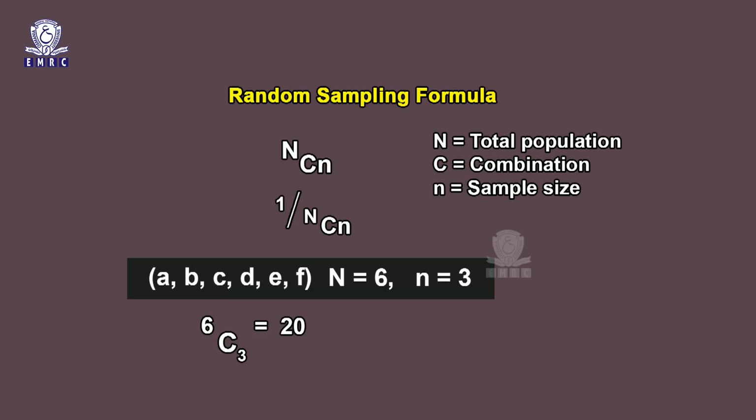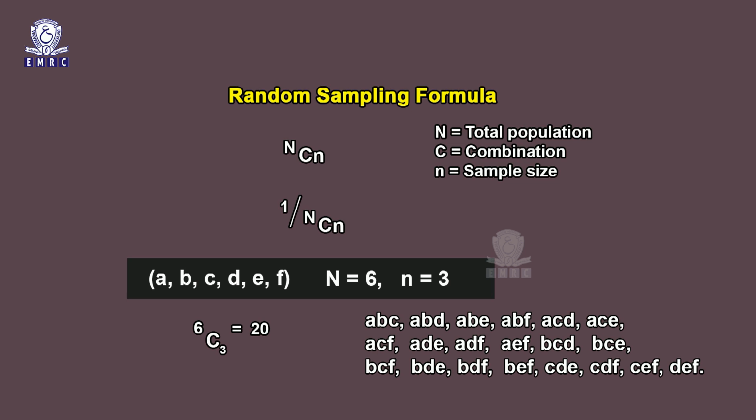To make it more clear, we take a certain finite population consisting of 6 elements, for example A, B, C, D, E, F. So the capital N, the total number of elements, is equal to 6. Suppose we want to take a sample of size n equal to 3 from it. Then there are 6C3 combinations, which is equal to 20 possible distinct samples of the required size. They consist of the elements ABC, ABD, ABE, ABF, ACD, ACE, ACF, ADE, ADF, AEF, BCD, BCE, and so on. If we choose one of these samples in such a way that each has the probability of 1 by 20 of being chosen, because we have 20 combinations, that means each combination has equal chances, we then call this a random sample.